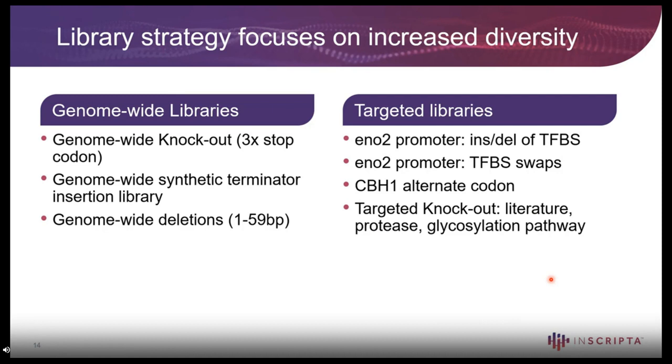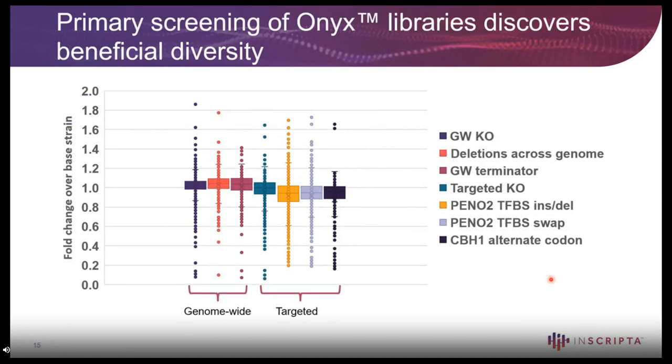Okay, so these are the different library concepts that we wanted to test. So what I'm showing here is the primary screening of these libraries on CBH1 expression. And this is showing it as a box plot. And on the y-axis, I have the fold change over the base strain. And these are all the different concepts that I just described, broken down into both the genome-wide type of libraries as well as the targeted.